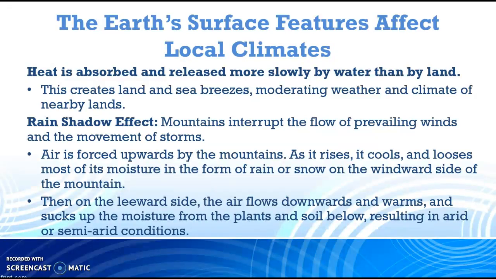There's also something known as the rain shadow effect, where mountains interrupt the flow of prevailing winds and the movement of storms. As air is forced up the mountain, it cools and it loses a lot of its moisture because that air condenses, and we create clouds and we create precipitation. On the windward side, where the wind is coming from, we get a lot of lush greenery, we get a lot of moisture. However, on the leeward side, which is where the air is flowing away from, because it's already let off most of its moisture on that windward side, we have a very dry environment because there's not a lot of moisture left in the air.